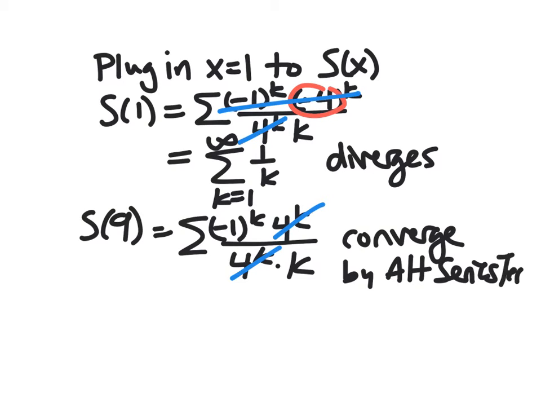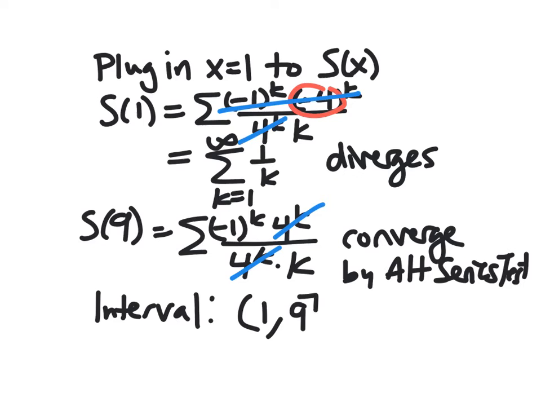And so what do we know then? Our interval of convergence. We found the radius was 4. The last thing was to worry about what happens at the endpoints. And we get that it converges not at 1, but it does at 9. So it's a half open interval.